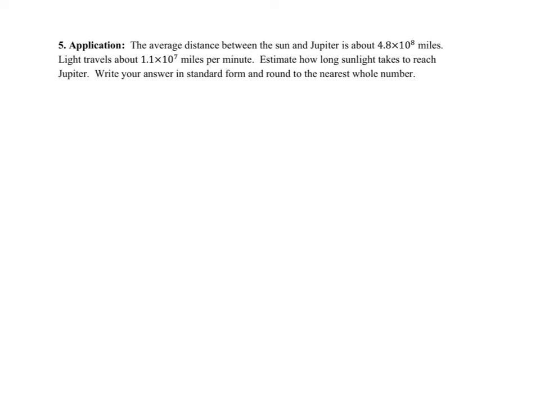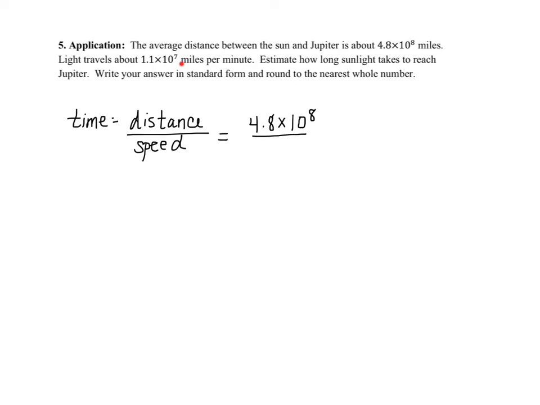So let's recall the formula. Time equals distance over speed, or distance divided by speed. Because they're asking us for how long the sunlight takes to reach Jupiter. So what's our distance here? Well, our distance is 4.8 times 10 to the 8th miles. So let's plug that in, over our speed, which is 1.1 times 10 to the 7th miles per minute.